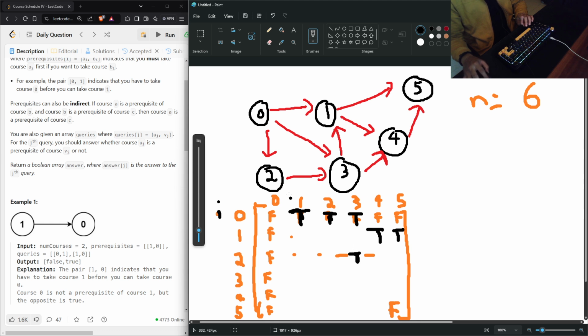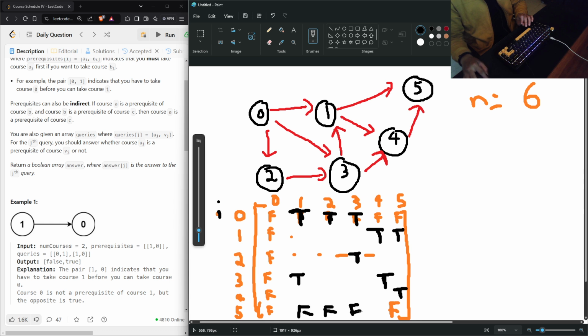Then comes node 3. Node 3 is connected to node 1 and node 4. Node 3 is connected to node 1 right here, and node 4 right here. So these two values become true. And then we have node 4, which is connected to node 5 at the moment. So node 4 is connected to node 5, which is the last index right here. This becomes true. And then node 5 is connected to nothing at the moment, so all these values are false.